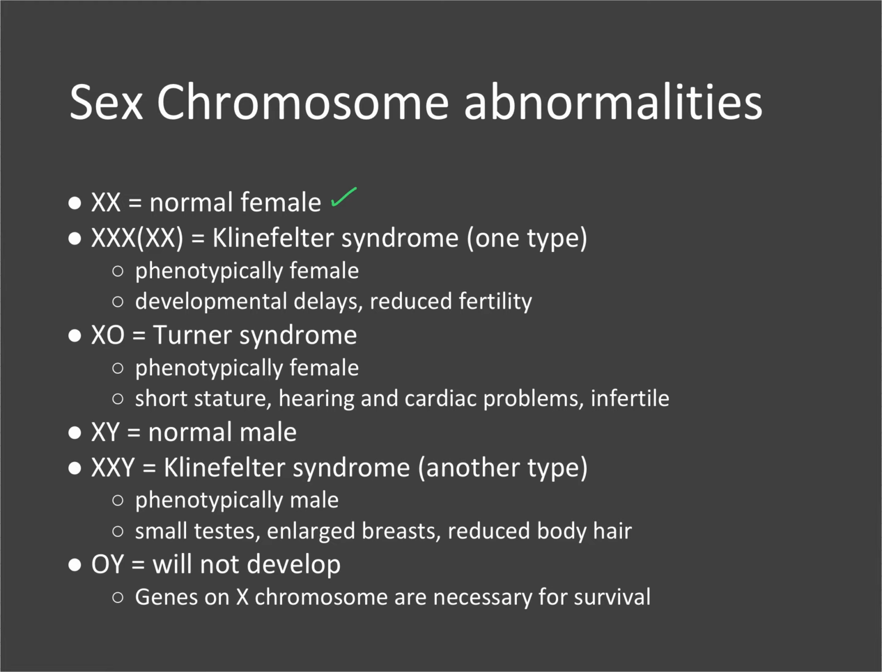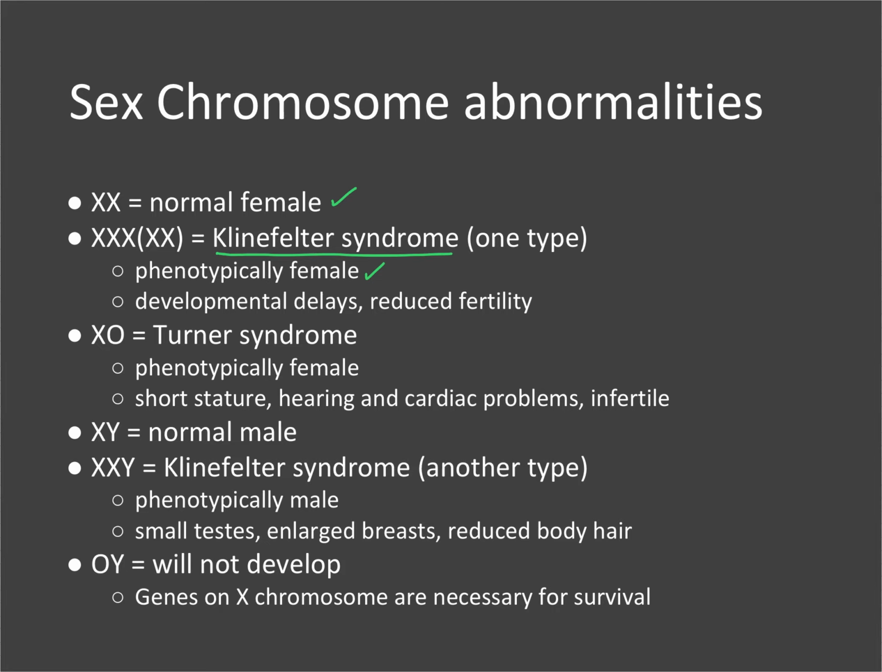And this is known as Klinefelter syndrome. And so in Klinefelter syndrome, the individual is still going to develop phenotypically as female. So the individual is going to have female external genitalia and look female, but there would be some developmental delays and reduced fertility, because you can imagine with these extra X chromosomes, as that individual is making gametes, now her gametes are going to have extra X chromosomes, which can lead to problems when she goes to reproduce.